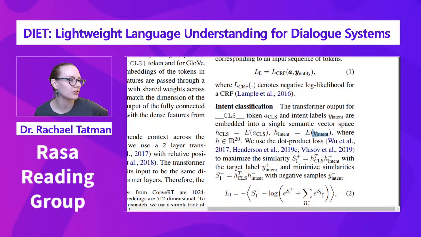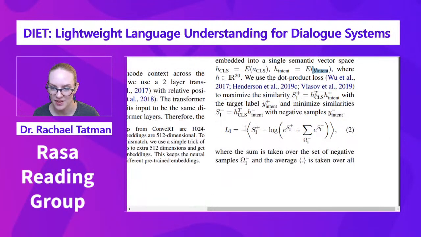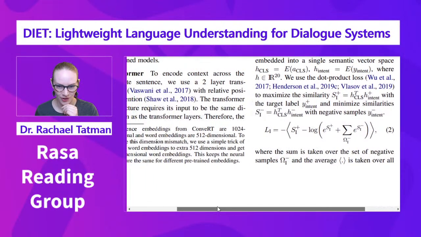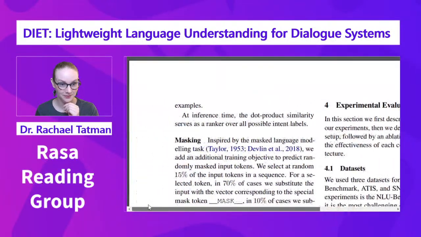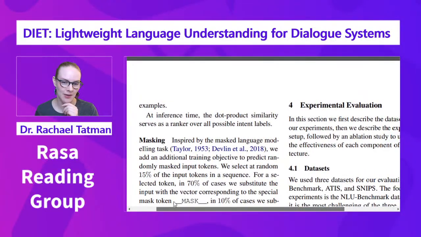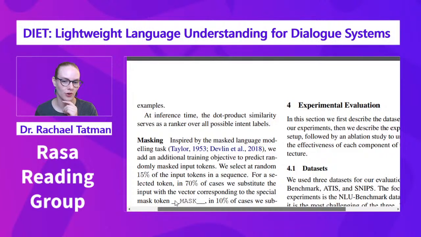Okay, so they're just trying to move the thing that they're looking at closer to the thing that it is and farther away from the things that it isn't. That makes sense. And then this is how they're doing it, where the sum is taken over the set of negative samples, omega negative sub I, and the average is taken over all examples. At inference time, the dot product similarity serves as a ranker over all possible intent labels.